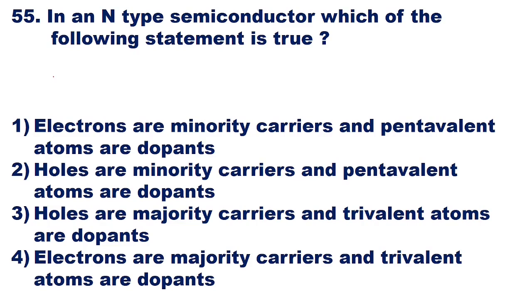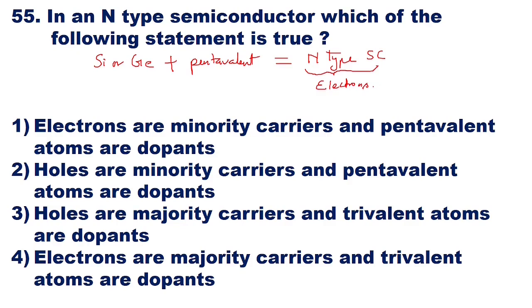Now, if you remember the formation of an n-type semiconductor, initially we have a pure semiconductor like silicon or germanium, and we want to convert this pure semiconductor into an n-type semiconductor. Then we have to add an impurity which is pentavalent in nature. If you add a pentavalent impurity, then we will get an n-type semiconductor. In an n-type semiconductor, the majority charge carriers will be electrons, because we are adding a pentavalent impurity to a pure semiconductor. So majority charge carriers are electrons and minority charge carriers are holes.